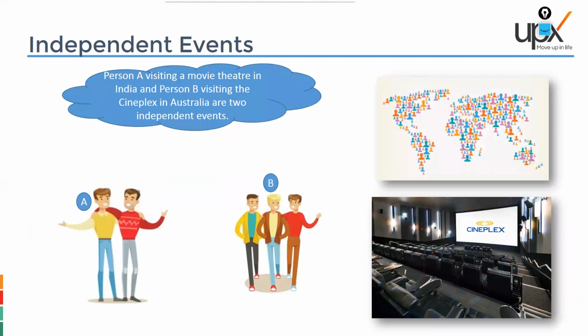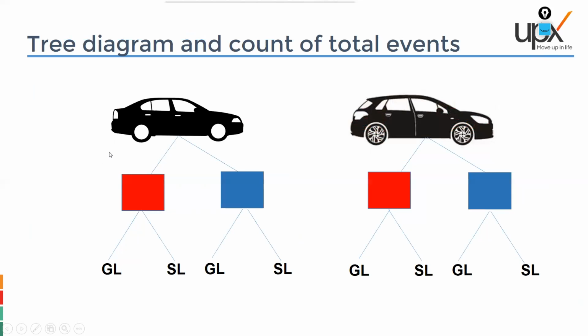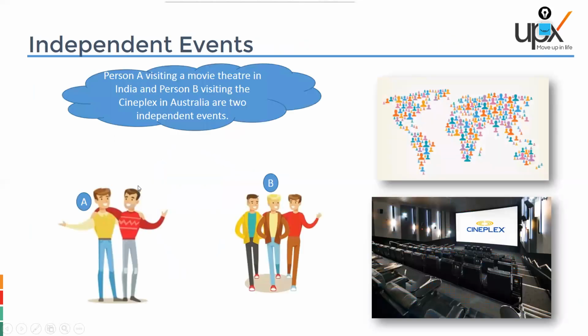Now another thing called independent events. So person A visiting a movie theater in India and person B visiting the Cineplex in Australia are two independent events. Why are they independent? When are these events called independent? They are not dependent on each other, right?